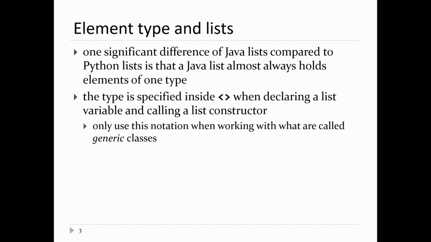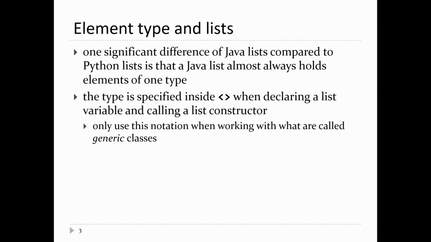A Java list almost always holds elements of a single type. So a Python list, you can put whatever you want into the list. That's not how it works in Java. So in Java, typically a list holds elements of one type. Now, when you make the list object, you have to tell Java what element type you want to put into the list. If you want a list of integers, you make a list of integers. If you want a list of doubles, you make a list of doubles.